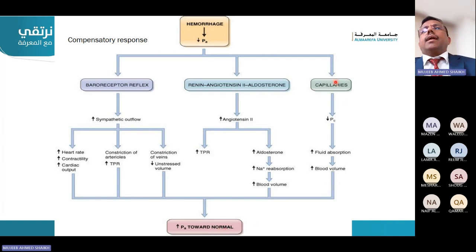In the capillaries, there will be decreased hydrostatic pressure. So instead of filtration, fluid absorption will be increased due to decreased hydrostatic pressure, and the blood volume will increase. So these are called compensatory mechanisms, safety mechanisms. The body will try to overcome it. But there are stages. If the loss is a little bit, the body can recover on its own by these mechanisms.